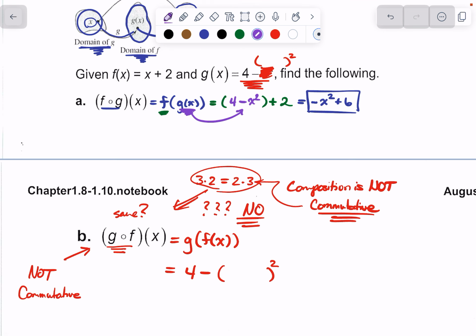Big parentheses, squared. And then what goes in those parentheses? That's going to be this x plus 2 function, right? This is going to go here, because that's what f of x is. F of x is supposed to go there. So that would be x plus 2.